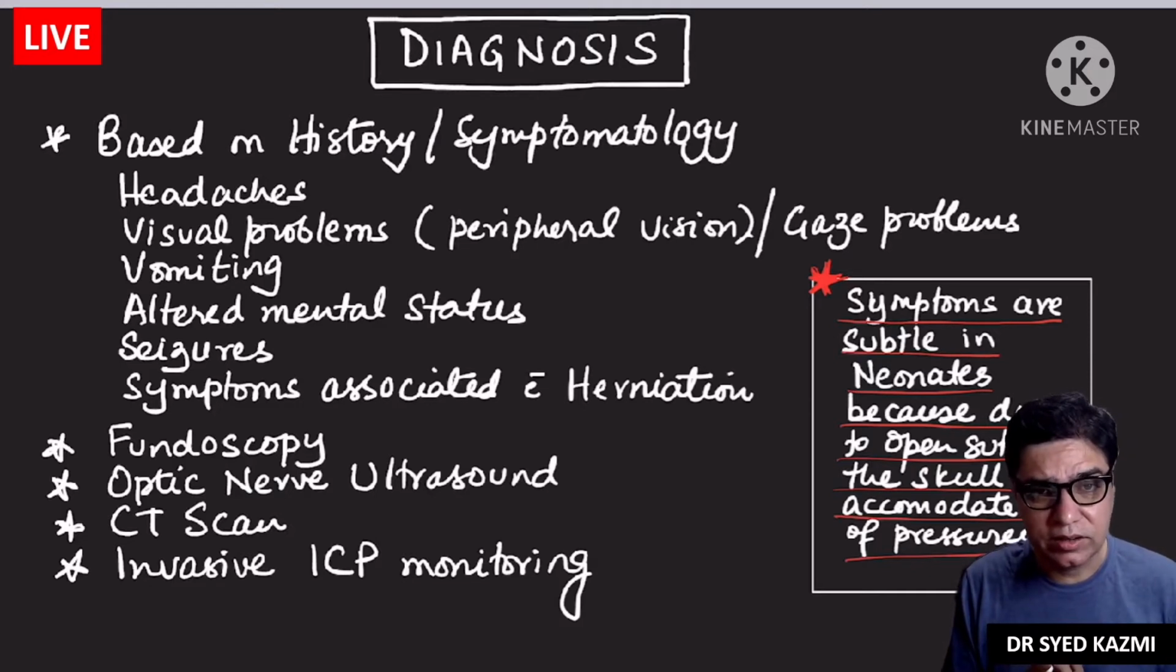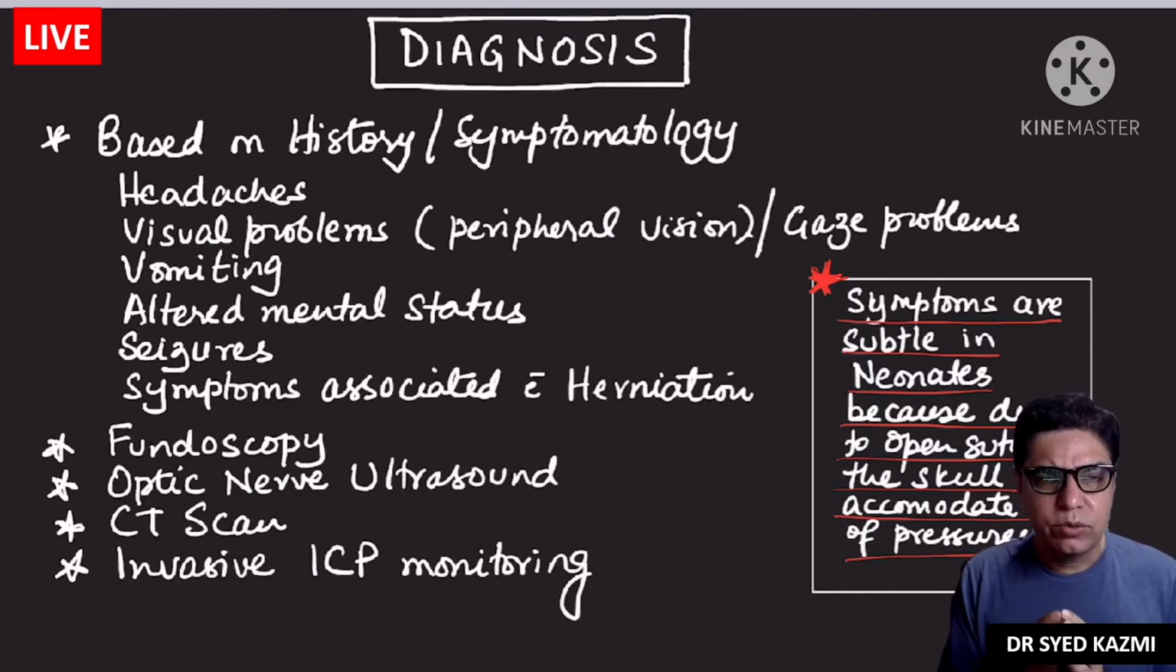Seizures are another thing. If there's a lot of pressure, kids can have different types of seizures. And late, if the intracranial pressure increases, it can lead to symptoms associated with brainstem herniation or other parts of herniation. It could be supratentorial herniation or infratentorial herniation. And again, the different types of herniation have their own associated symptomatology.